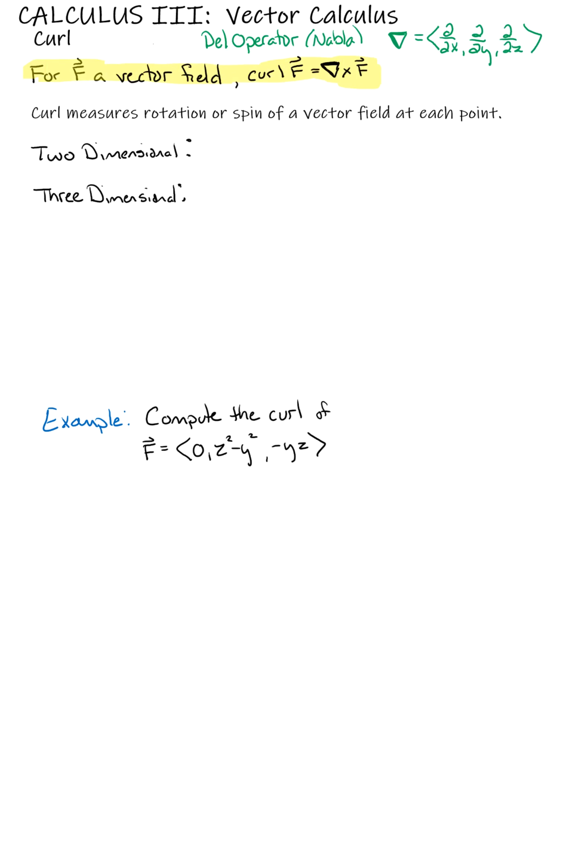Now, before we talk about how we calculate this, let's talk about what curl is. Well, curl measures the rotation or the spin of a vector field at each point. So at each point, what is the rotation or what is the spin in that vector field?